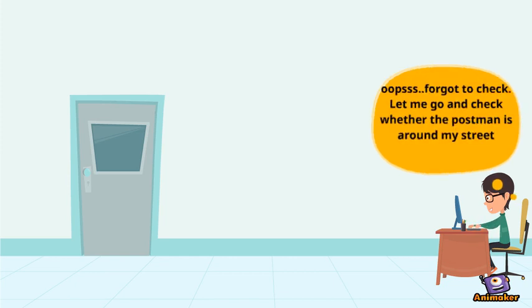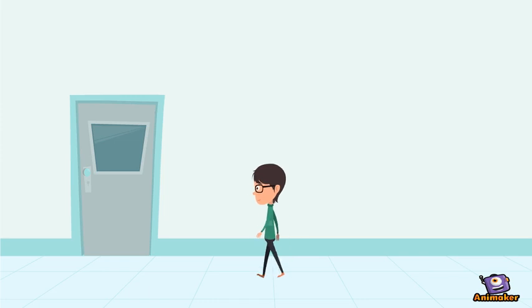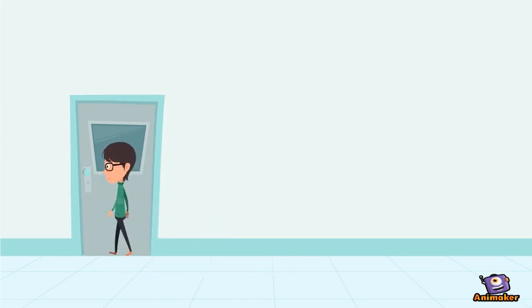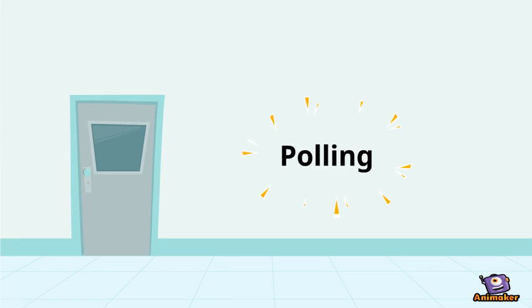So, X has to every now and then go check out the door whether the postman has come or not. This type of periodic or cyclic checking, suspending the main task that you are doing, is called polling.